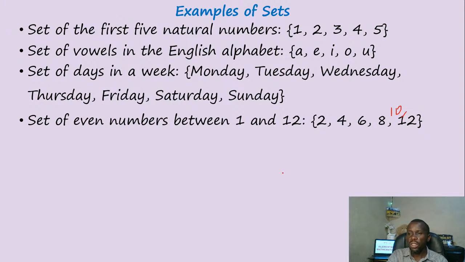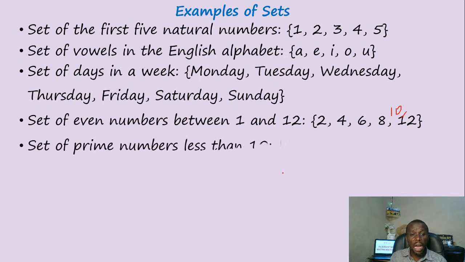Next is the set of prime numbers less than 10. If you can still remember, prime numbers that are less than 10 should be 2, 3, 5, and 7. These are prime numbers that are less than 10. All right. Thank you for joining.